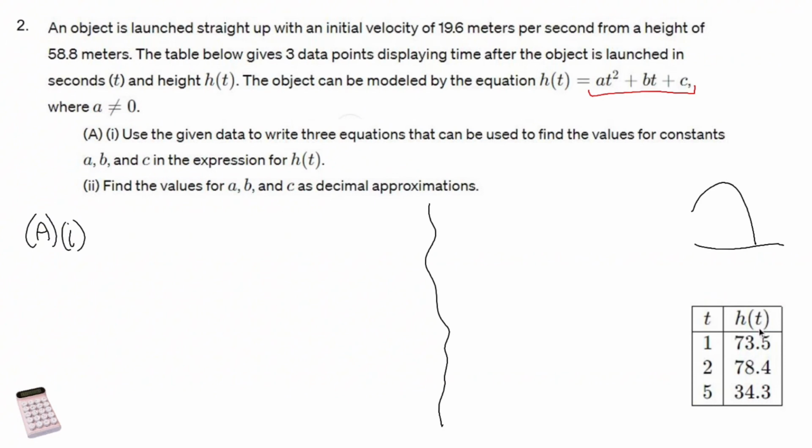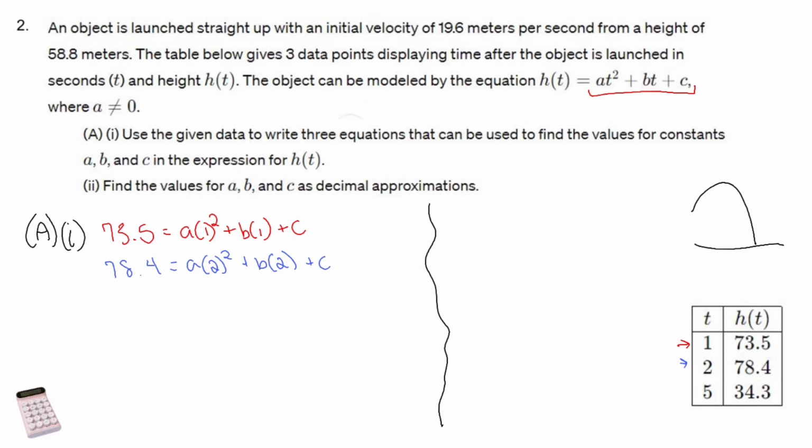So if your t and your h of t, one of my equations is h of t is 73.5. So I'm using this information right here. 73.5 equals a times 1 squared plus b times 1 plus c. That's one equation I could use. The other equation I could use is 78.4 equals a times 2 squared plus b times 2 plus c.